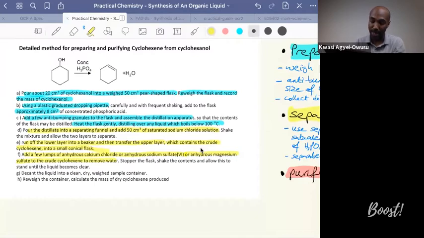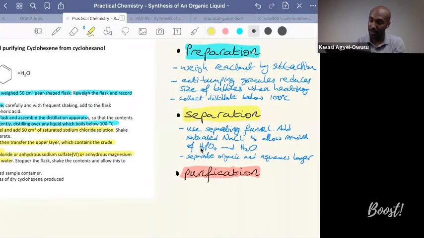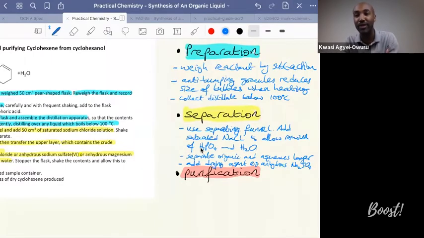Okay, and then add drying agent. Anhydrous sodium sulfate, Na2SO4. And then finally, in the third part, you're going to be carrying out a purification.